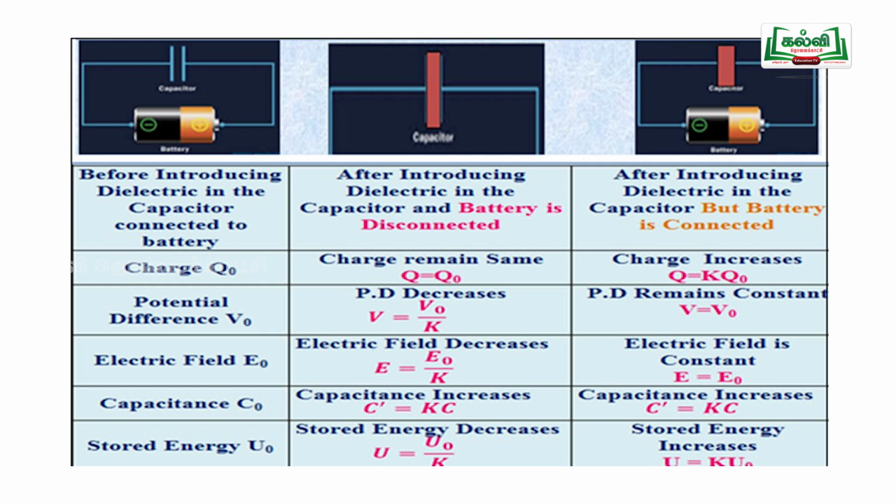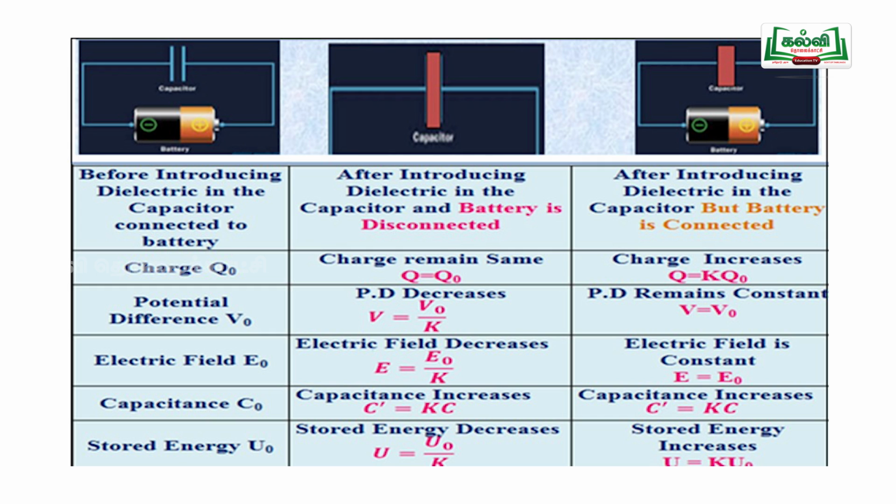The same charge will remain, but the potential difference will decrease by K, V naught by K. Electric field also will decrease, E naught by K. K is always greater than 1, so definitely E will be less than E naught. Capacitance will definitely increase, C dash is equal to K into C, and the stored energy will decrease, U is equal to U naught by K. Since the formula for U is half C V squared and V is decreasing, I get U naught by K. So when you remove the battery, the stored energy gets decreased.